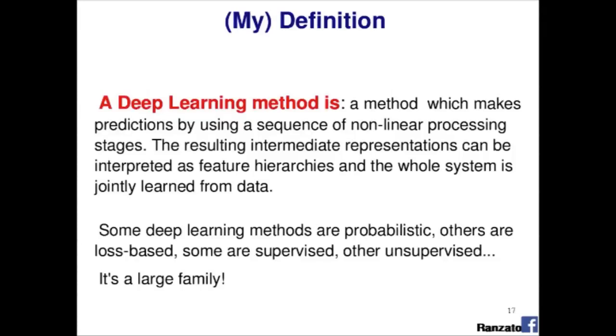I define it as any method which makes predictions by using a sequence of nonlinear processing stages. And the resulting intermediate representations that you get can be interpreted as feature hierarchies, and the whole system is jointly trained. And now this is a very large family that encompasses many, many different models. Some are probabilistic, some are not, some make use of labeled data, some don't. And so let me overview the field very quickly in chronological order.